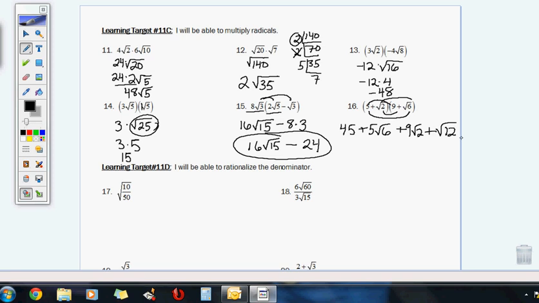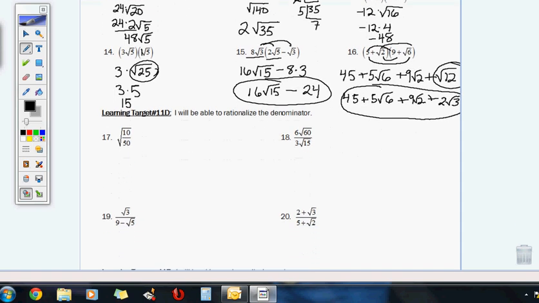So actually, this one's almost done. You can be like, there's nothing to do. But looking right here, I can actually simplify the square root of 12. So this is going to be 45 plus 5 root 6 plus 9 root 2. And then plus, when you simplify it, 2 times the square root of 3. There are no like radicals here. There's nothing else we can do to put together. So that long answer is our ugly answer to this problem.